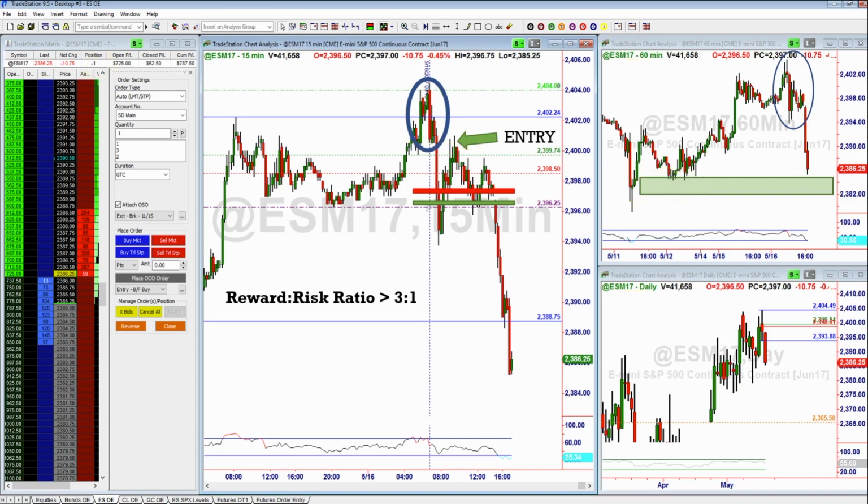So this example is very straightforward and simple. And these are the type of trades, again, that we're looking for each and every day. They don't happen each and every day, but knowing the bigger picture, knowing your market environment is going to tell you which type of trades to look for. Which side of the market do you want to be on?